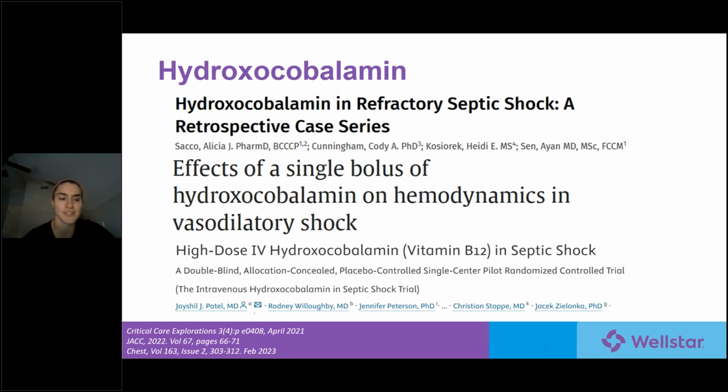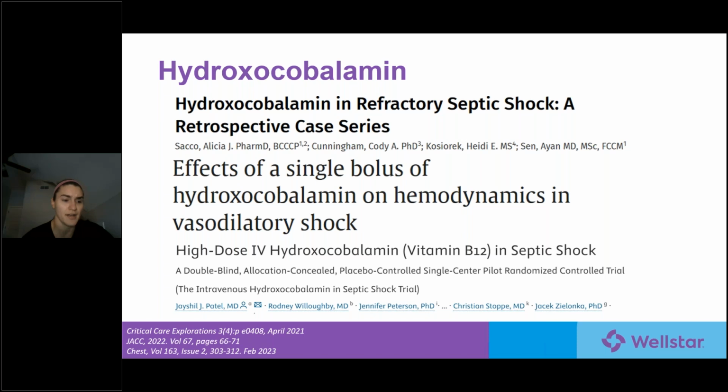They gave refractory septic shock patients, defined as greater than 0.2 norepinephrine equivalents, a dose of hydroxocobalamin 5 grams over 15 minutes. Then they measured their MAPs and vasopressor requirements at 1, 6, and 24 hours. They found a MAP increase and a significant vasopressor equivalent decrease at both 6 and 24 hours. So even though that bolus was only over 15 minutes, there was a sustained benefit from hydroxocobalamin.